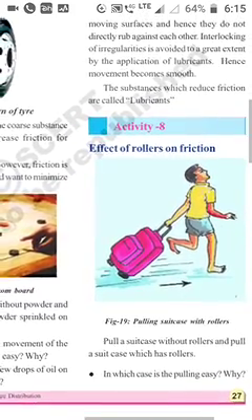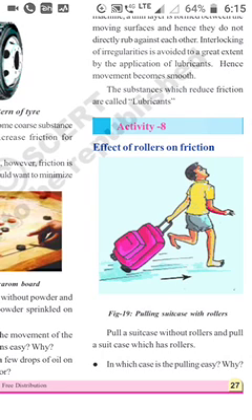The friction on the object will decrease, and the force used to pull that object will also decrease. Like that, what happened? That object will move very easily. So here you have to observe activity 8: effect of rollers on friction.